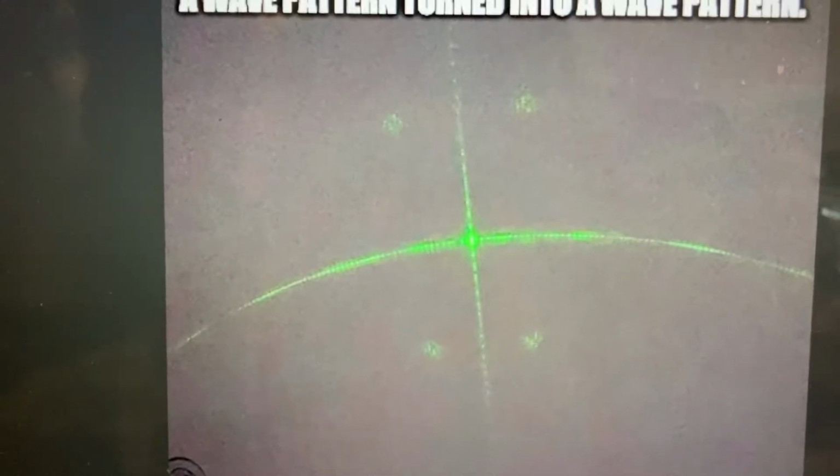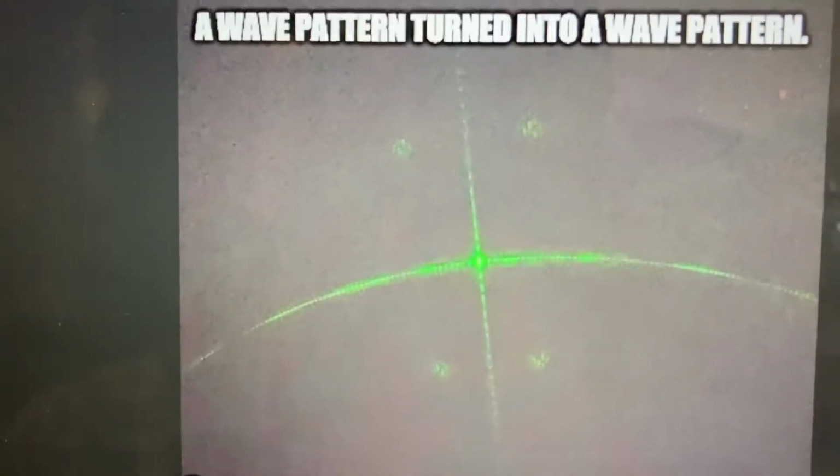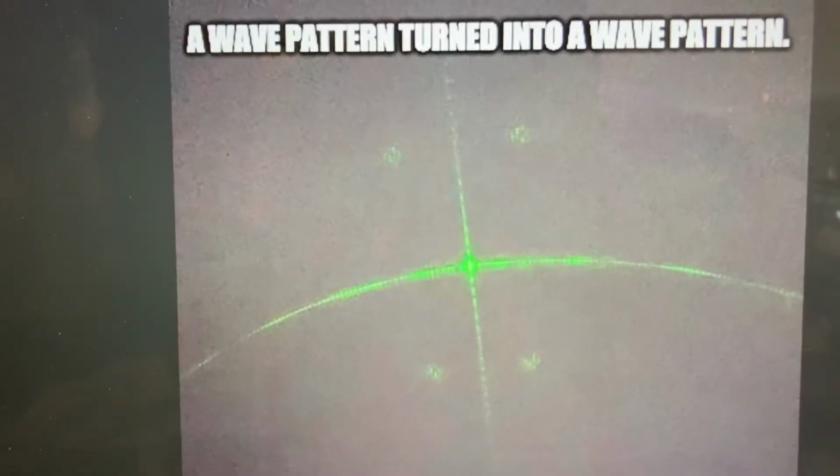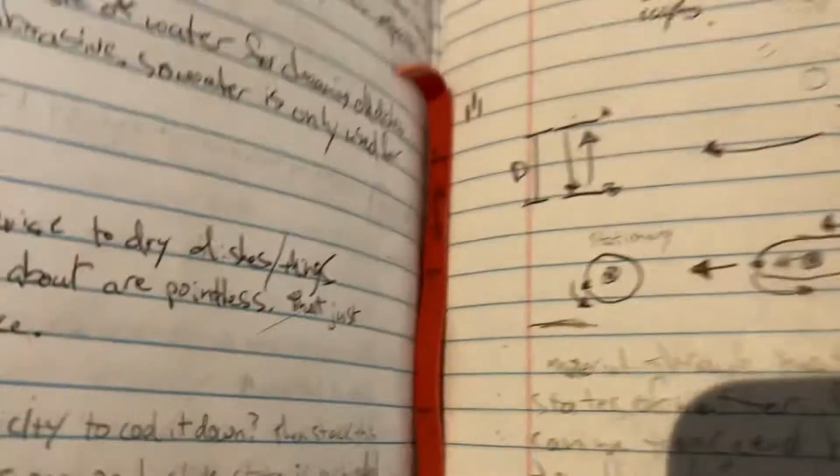I guess people just aren't that crazy about quantum physics as I am, but there's a lot that you can do. One time I got a shadow to rotate 45 degrees.